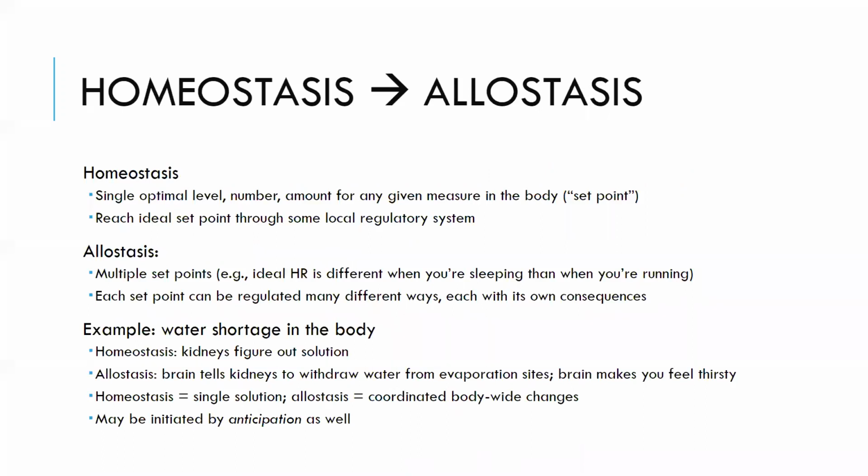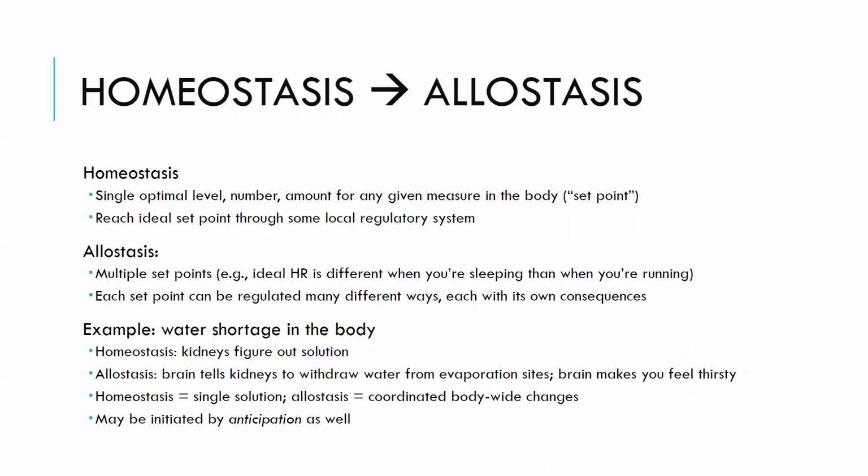So now we're going to take that idea of homeostasis and broaden it a bit more to a term called allostasis. Homeostasis is a pretty primitive idea. It encompasses a single optimal point, like an ideal body temperature, for instance, as its set point. And to reach that ideal set point, there's some regulatory mechanism that is focused on that set point. So we've got 98.6 degrees Fahrenheit as our body temperature. And then we've got this mechanism of sweating, potentially, to help us cool down, or shivering to help us warm up. Very simple system.